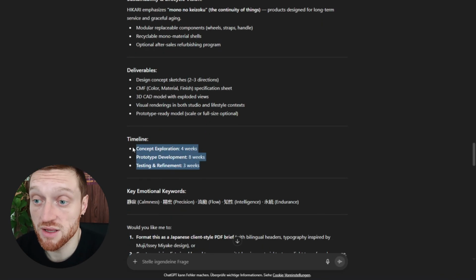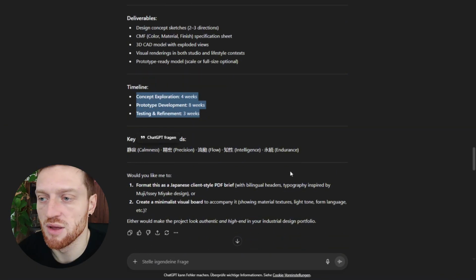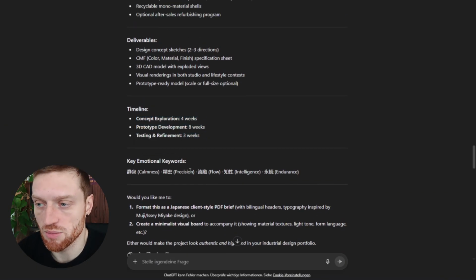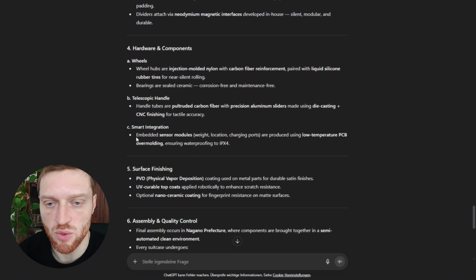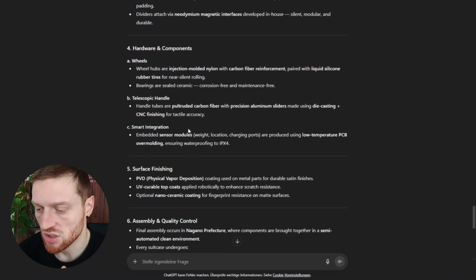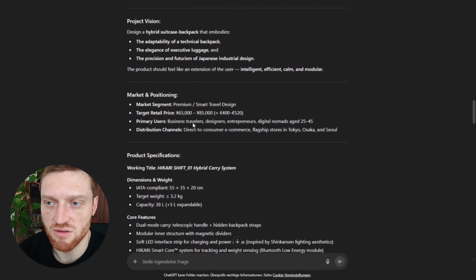It even gives you a timeline, so that can be helpful if you feel like you need a deadline to force you to finish the project. Some keywords, some characters, and so forth. Now you have set up this chat in a way that allows you to always chat with your client, and you can really discuss certain features also.